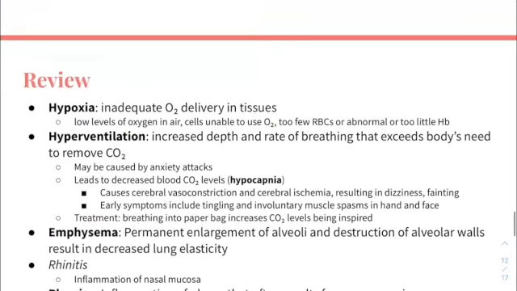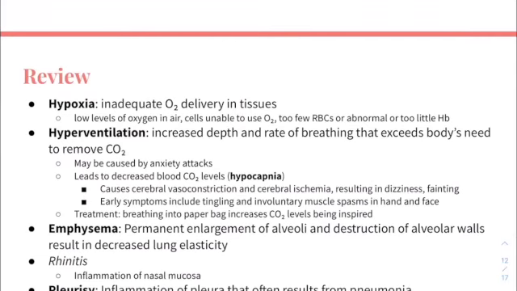Hypoxia: we're not getting enough oxygen to our tissues. Could be because of low levels of oxygen in the air, cells can't use the oxygen, not enough red blood cells, or too little hemoglobin. Hyperventilation is increased depth and rate of breathing. Could be because of anxiety attacks. Emphysema is permanent enlargement of the alveoli. Those alveoli get destroyed, so your lungs don't have the elasticity anymore.